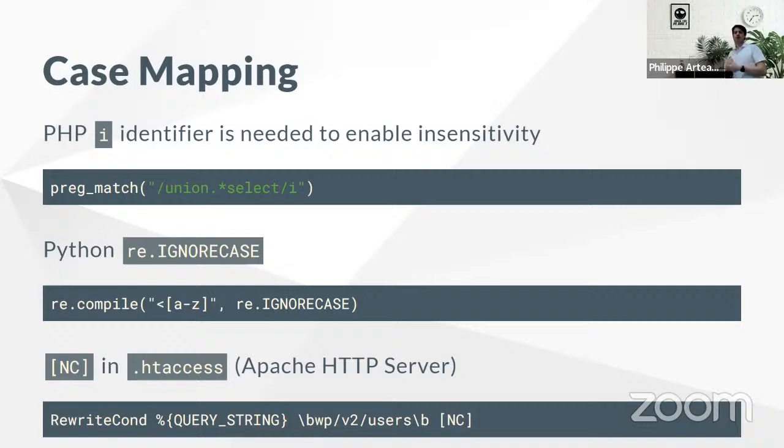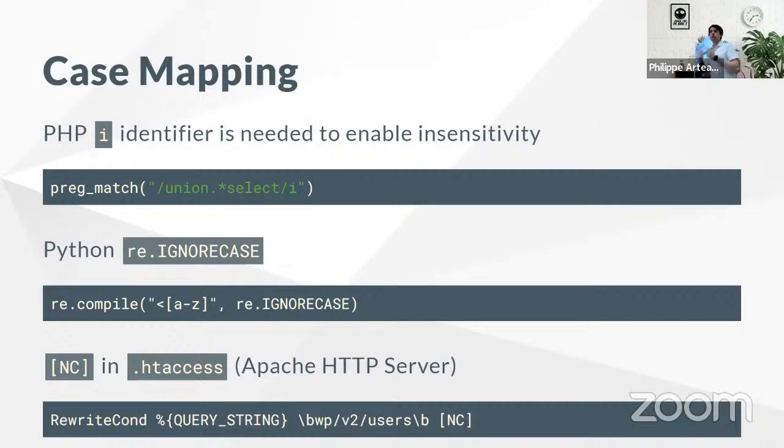So one example is changing case mapping. So in Unicode, all basic ASCII characters will have an uppercase and a lowercase version. And if the application in the end does some lowercase or uppercase operation, or some insensitive operation, then you can just change the case of the keyword, and maybe you'll be able to bypass the WAF.